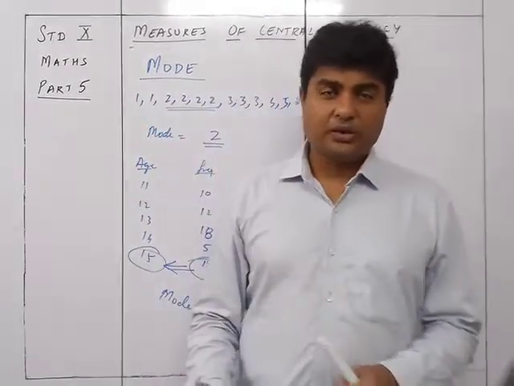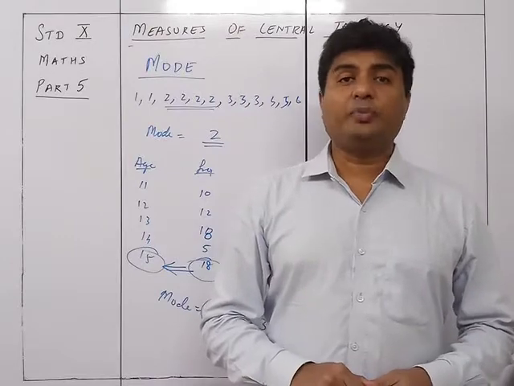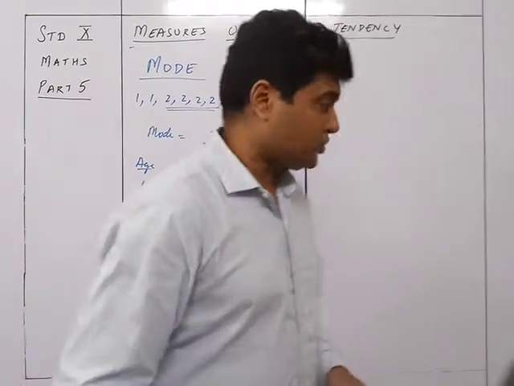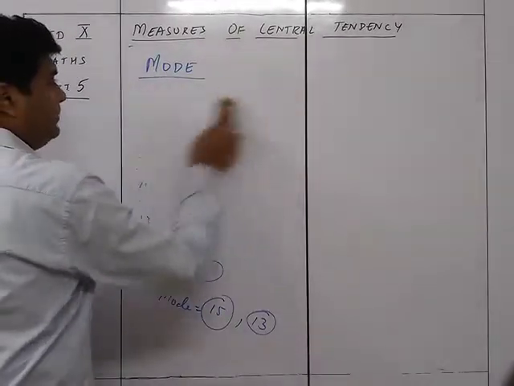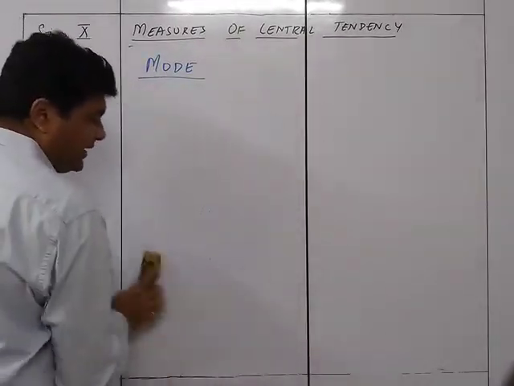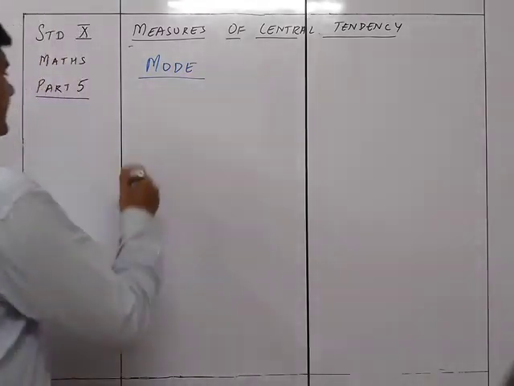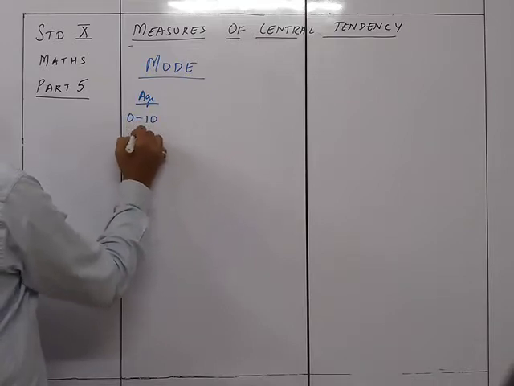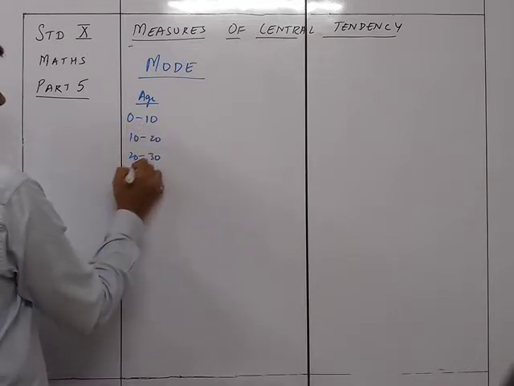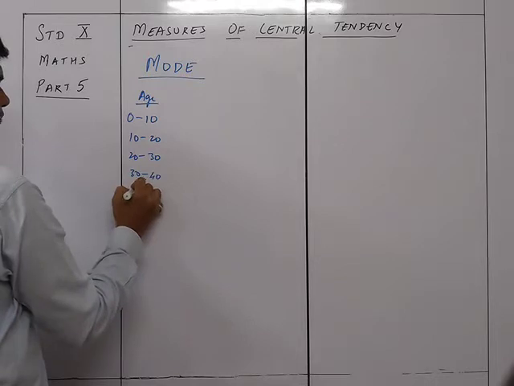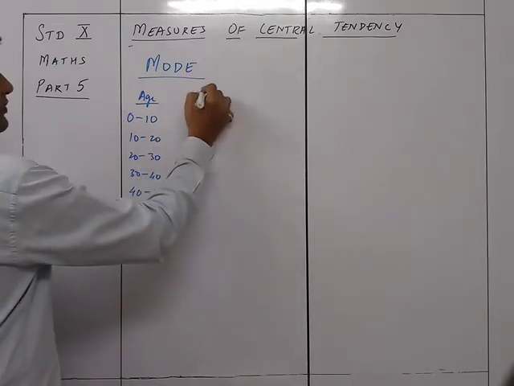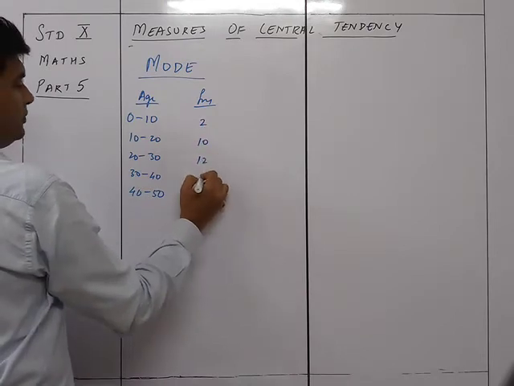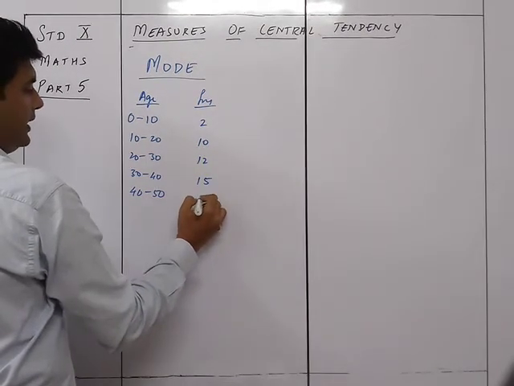But what happens if it is grouped data? So if this is grouped data, like for example, the age group is 0 to 10, 10 to 20, 20 to 30, 30 to 40 and 40 to 50. And you have got the frequencies as 2, 10, 12, 15 and 5.